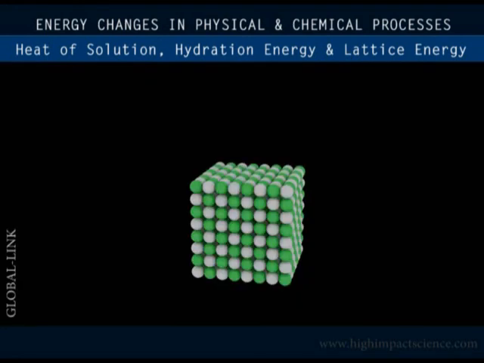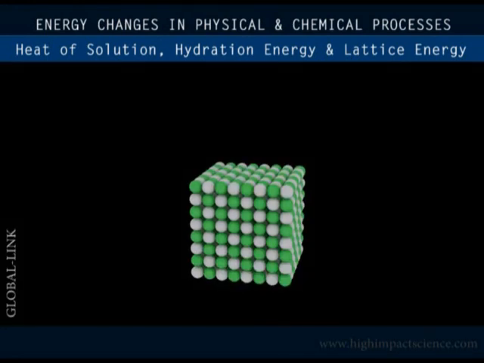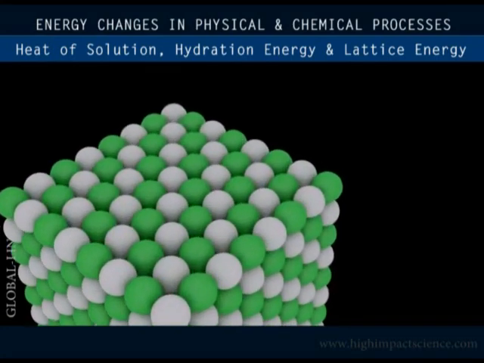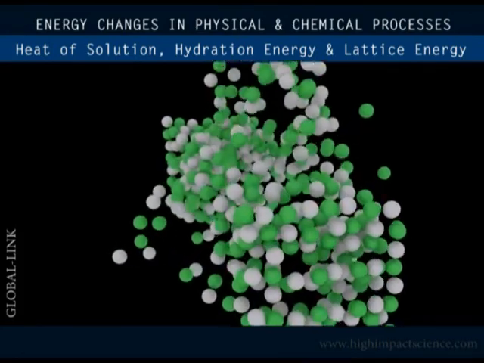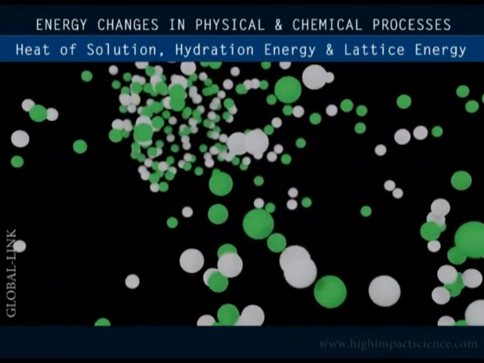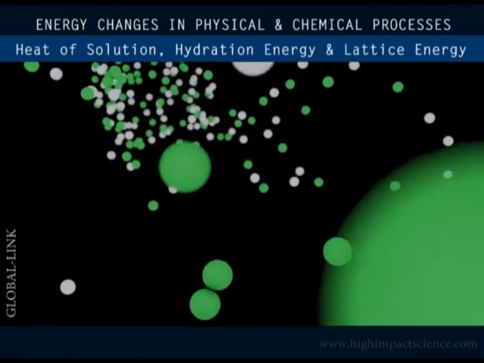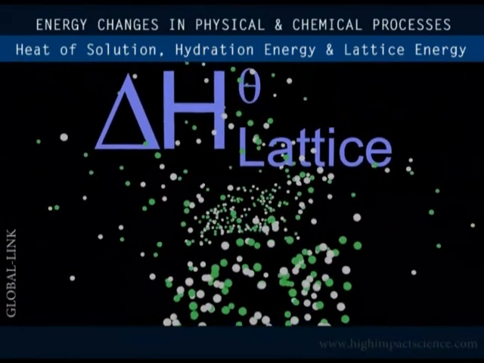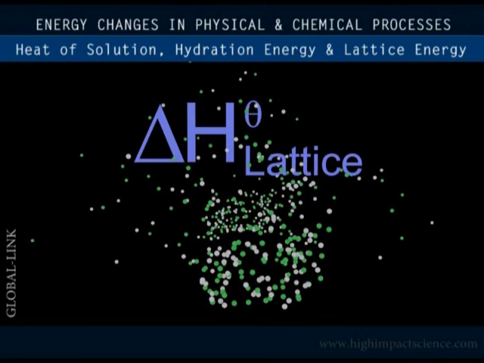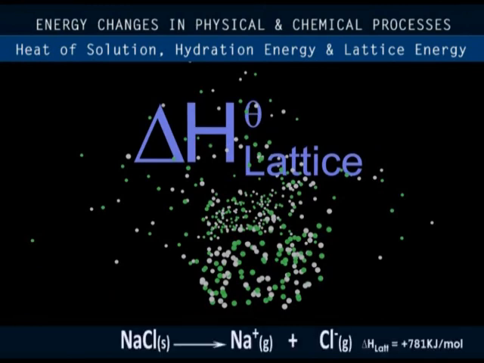We start with a 3-dimensional giant ionic lattice. This structure interacts with water to such an extent that the solid dissociates into monoatomic gaseous ions which scatter in all directions. This process requires input of energy called lattice energy. It's therefore an endothermic process.